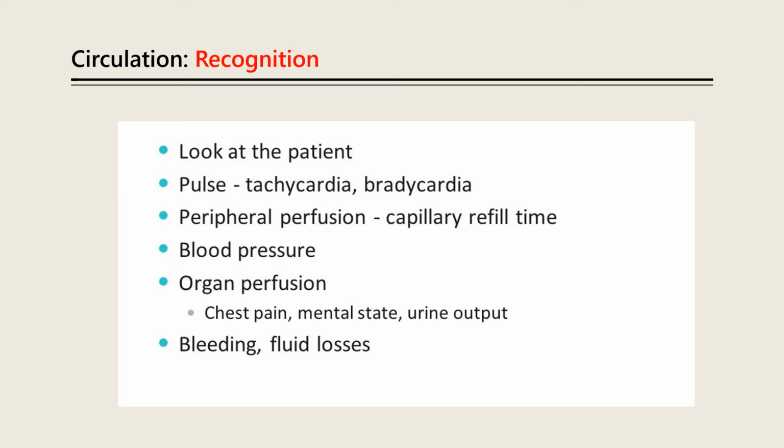Is there any other way to assess the perfusion? Yes, you could assess central perfusion by the conscious level of the patient. And if the patient has a urinary catheter, you can assess by measuring or calculating the urinary output. So these are the 3 items for assessment of circulation: pulse, blood pressure, perfusion.